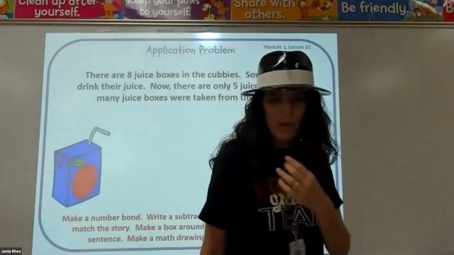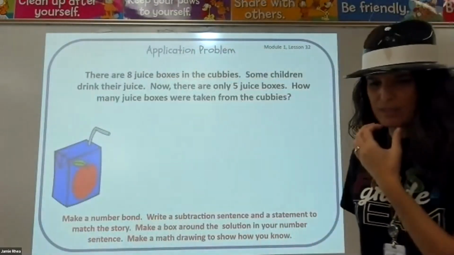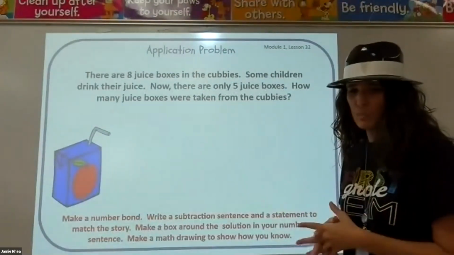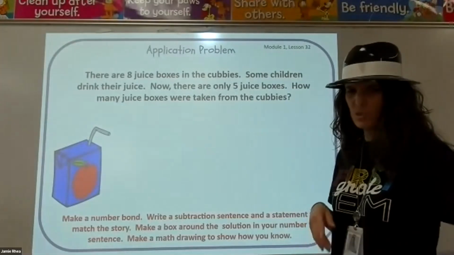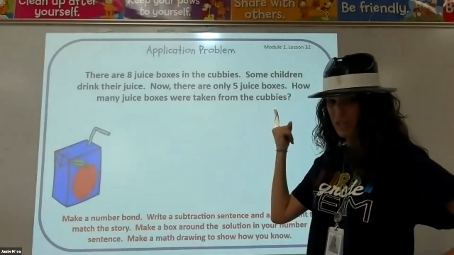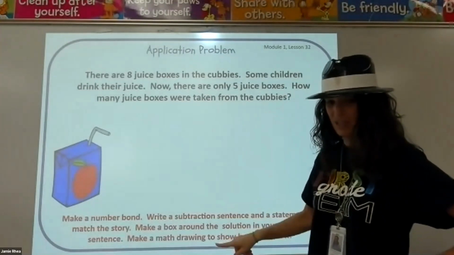Here we go. There are 8 juice boxes in the cubbies. Some children drink their juice. Now there are only 5 juice boxes. How many juice boxes were taken from the cubbies? So that's what we have to solve. How many juice boxes were taken from the cubbies?